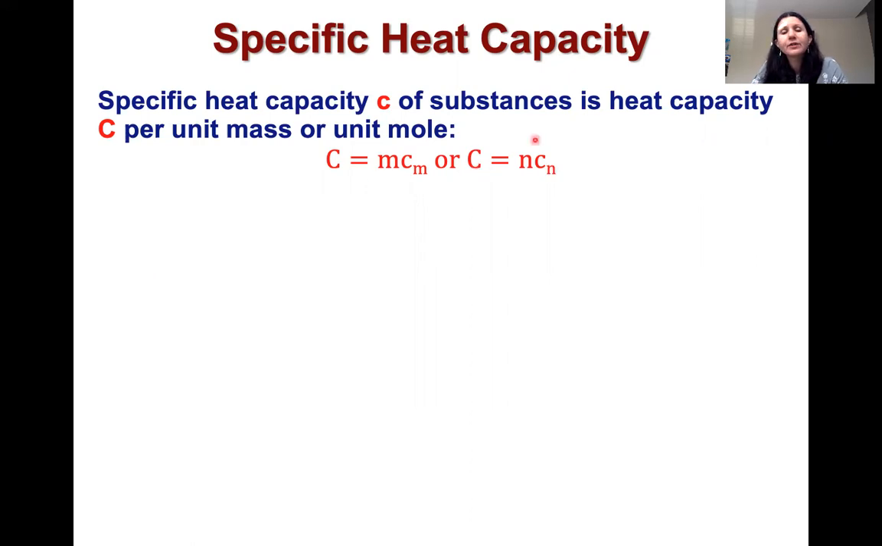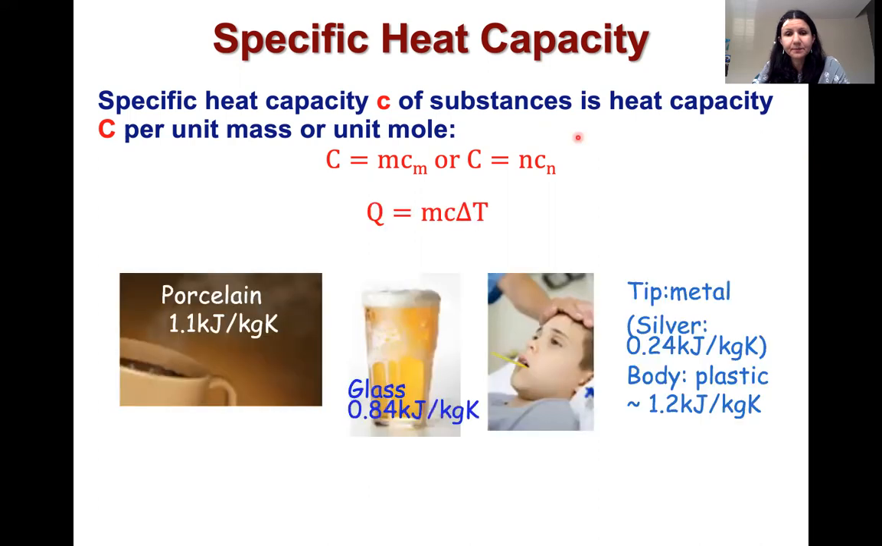Where here, if we're doing per moles, we want to multiply that by the number of moles, because then this c is per unit mole. So depending on which one you're using. If you're using c per mole, you have to multiply by moles. If you're using c per mass, you have to multiply by mass. Okay, so here are some examples of numbers.